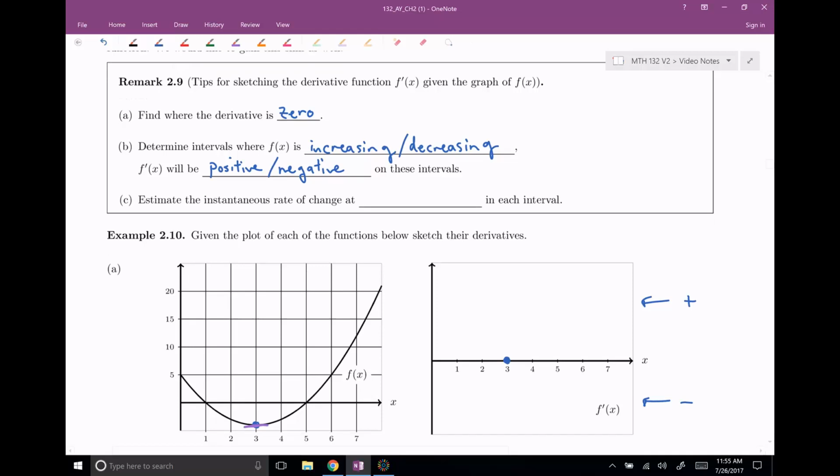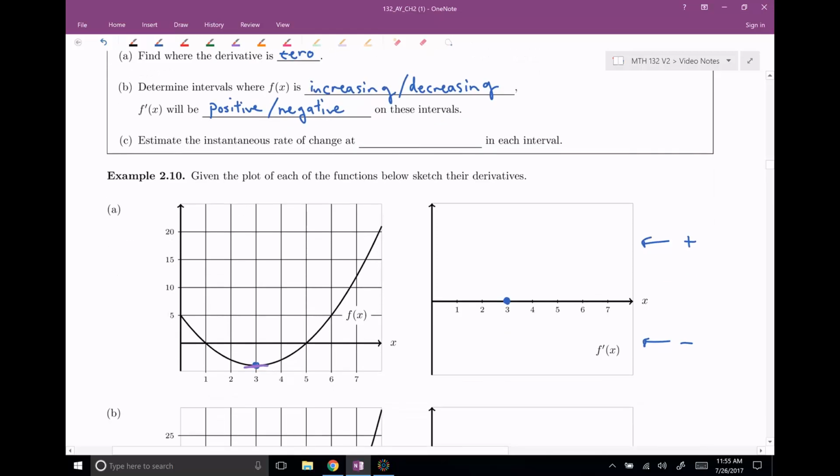All right, so we can see maybe from 0 to 3, it looks like the function is decreasing. So therefore, I know the derivative will be negative, so the picture should be somewhere down here. Let me just go ahead and sketch. We know that the derivative should be somewhere down here, from 0 to 3. Because the original function is decreasing, the derivative will be negative, which means that we're going to map it here below the x-axis.